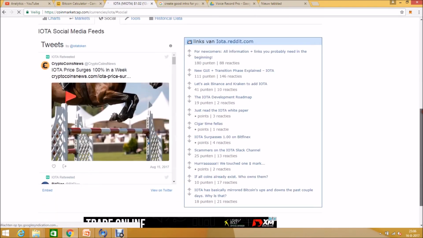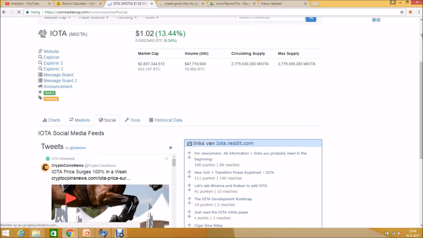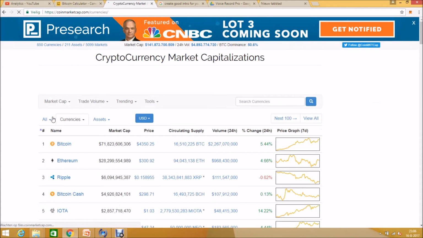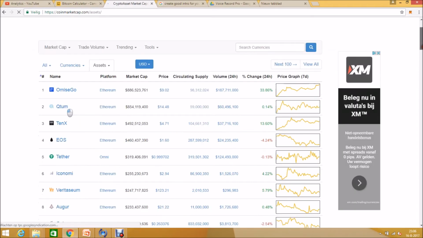But I want to look at something else here on the top. There are many different options in this menu, and some of them are very interesting. You can also choose what you want to look at, like real currencies, cryptocurrencies, or assets. So you can also decide to look at those separately.